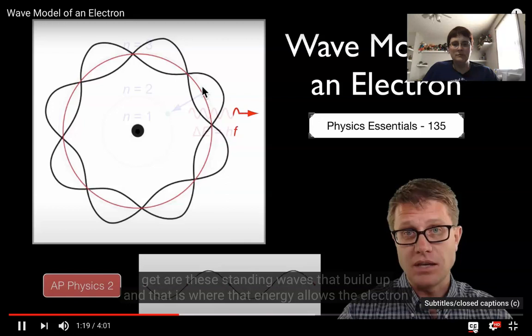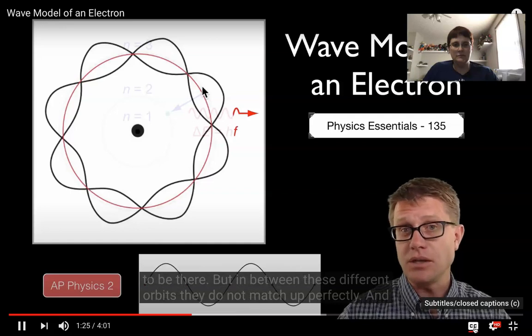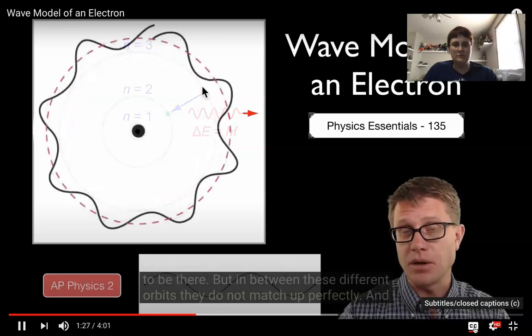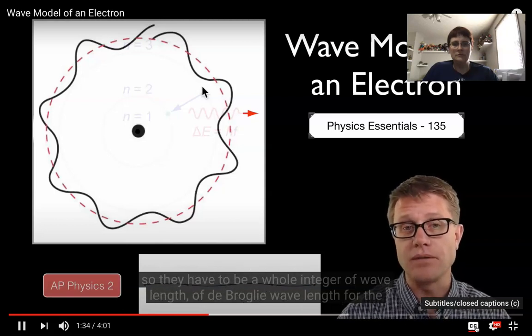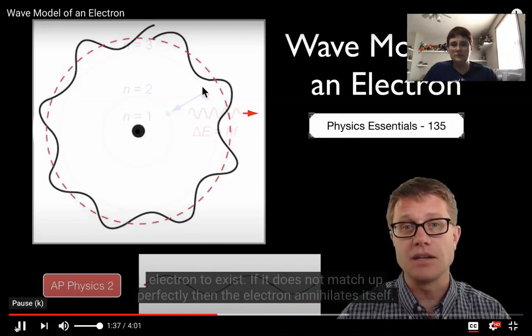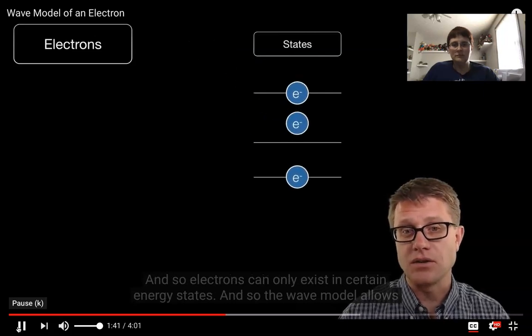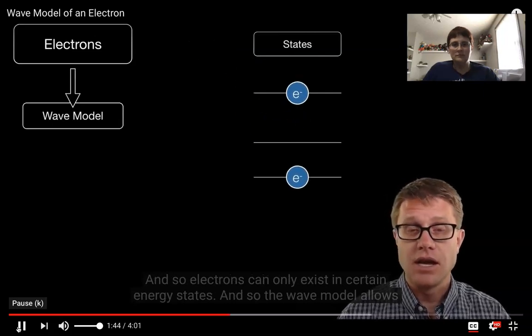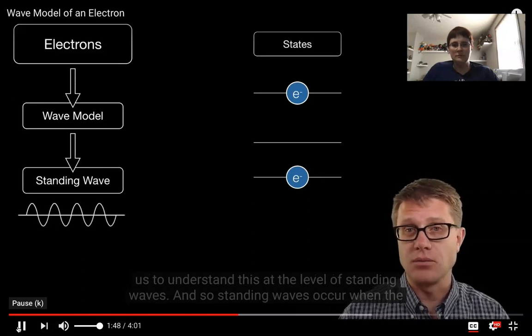And so what you get are these standing waves that build up, and that's where that energy allows the electron to be there. But in between these different orbits, they don't match up perfectly. And so they have to be a whole integer of the wavelength, the de Broglie wavelength, for the electron to exist. If it doesn't match up perfectly, then the electron annihilates itself. And so electrons can only exist in certain energy states. And so the wave model allows us to understand this at the level of standing waves.